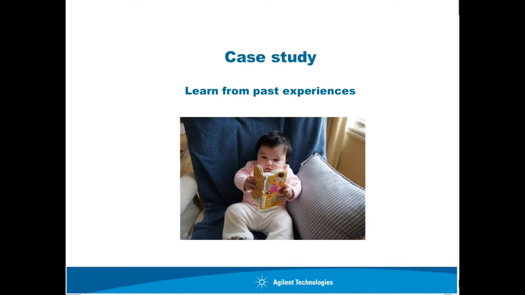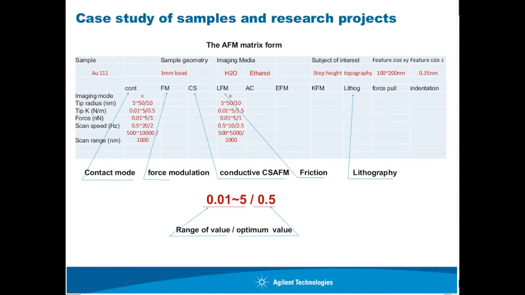Because we find that even though we discuss a lot about what sort of parameter you use, what sort of tip you use, what's the principle of that, and so on and so forth, people still ask me, what do you think I should use for my particular tip? So I came up with this form. I call it the AFM matrix form. And right now the form has maybe 10, 20 entries. And hopefully through time we can have more entries.